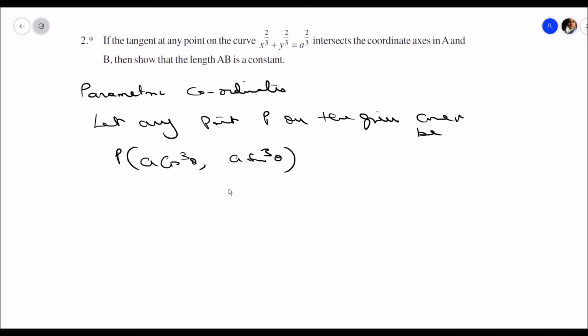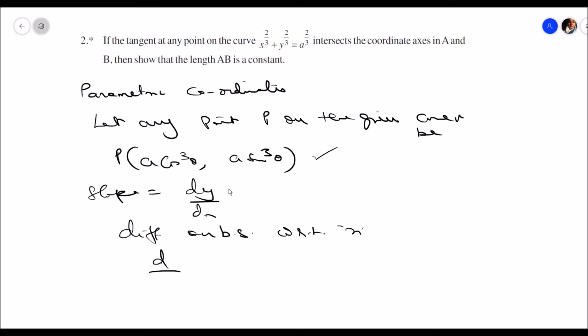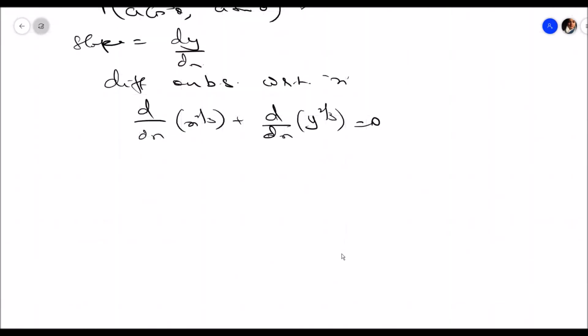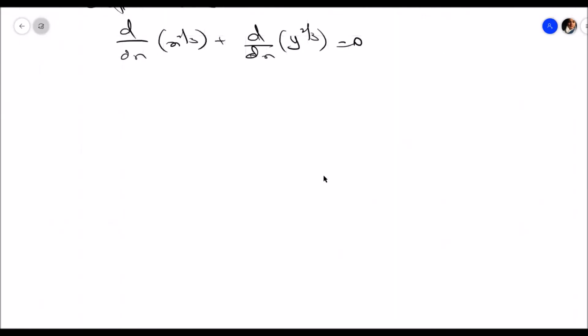Now again, we need to find out the tangent. For that, we have the point. I need to find out the slope, which is nothing but dy by dx. So I'll do the same thing like how I've done it for the first problem, differentiating on both sides with respect to x. That will give me d by dx of x to the power of 2 by 3 plus d by dx of y to the power of 2 by 3 is equal to 0. By now you understood why this is 0. Okay, because RHS is just a constant, so it has to be equal to 0.